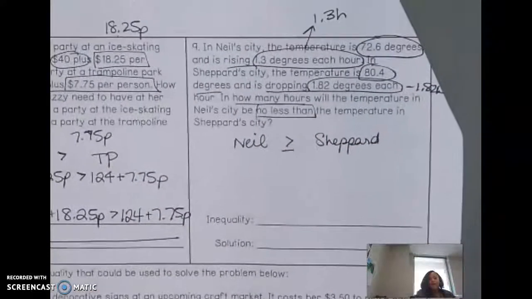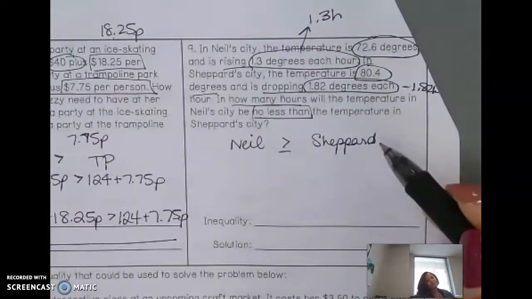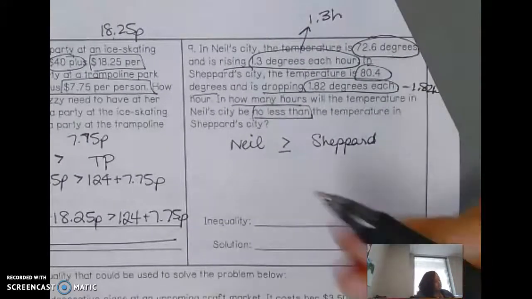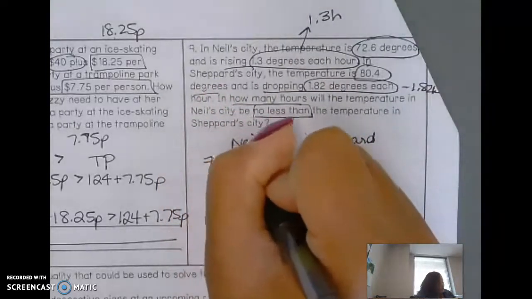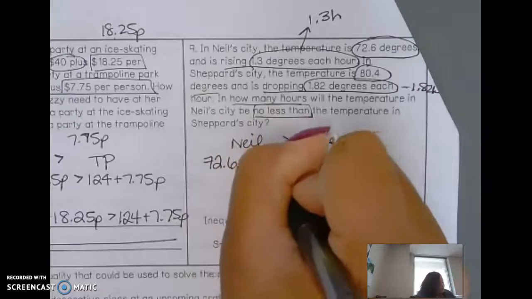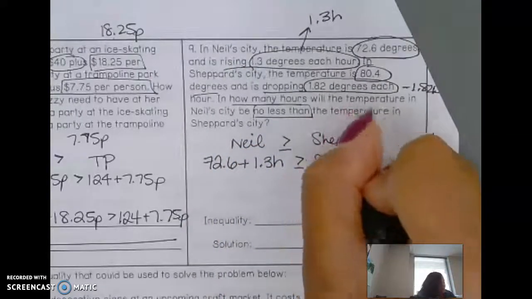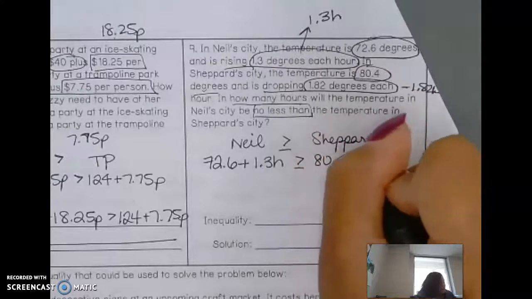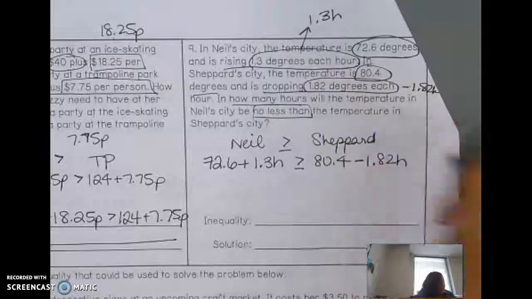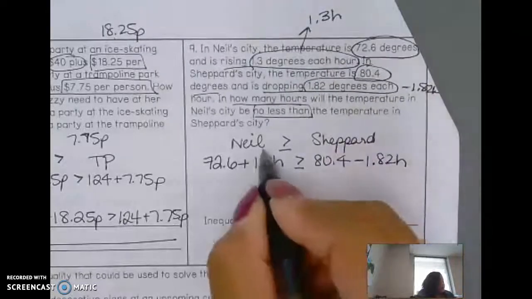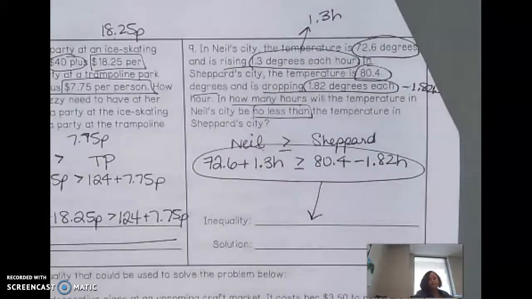Now I'm going to write their constant and their rates added for Neal and Shepherd. So Neal's constant is 72.6, and it's rising 1.3 each hour, greater than or equal to Shepherd, who is 80.4 and dropping 1.82 each hour. And that is my inequality. Boom, that goes here, I'm done.